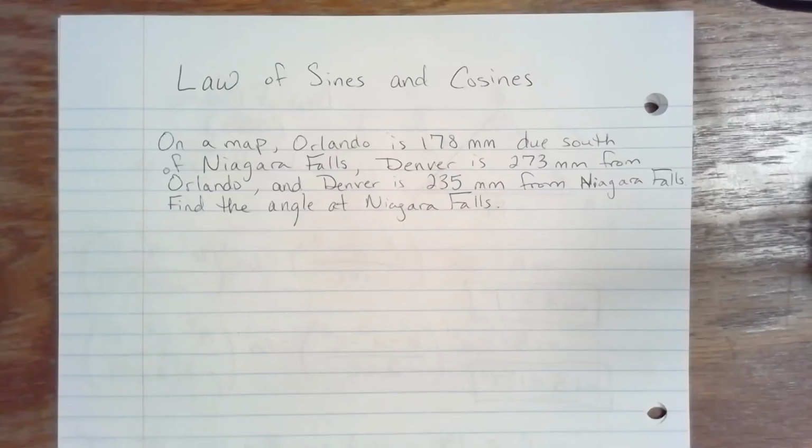Alright, for this problem we're given a map to look at, apparently. It says that Orlando is 178 millimeters due south of Niagara Falls, and Denver is 273 millimeters from Orlando, and Denver is also 235 millimeters from Niagara Falls, so a bunch of different distances here. And it asks us to find the angle at Niagara Falls.